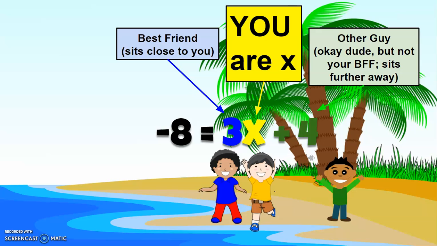So, when it's time to send somebody home, who are you going to send home first? You're not going to send home your best friend. You love them so much. If you don't win, you hope they win. So you're first going to send home the other guy, in this situation, the number 4. Let me show you what I mean mathematically.